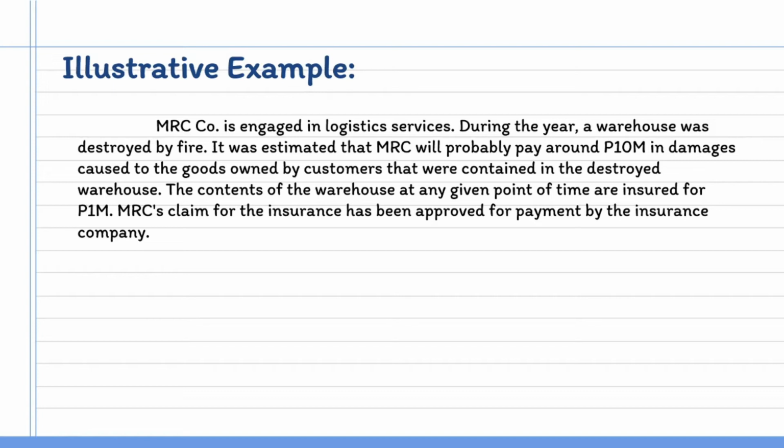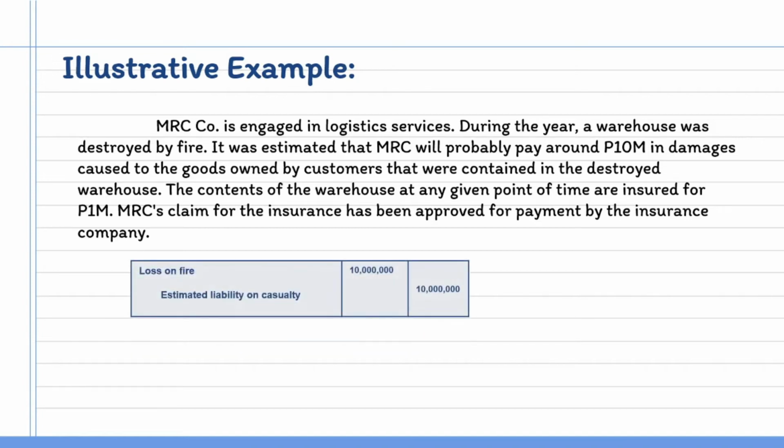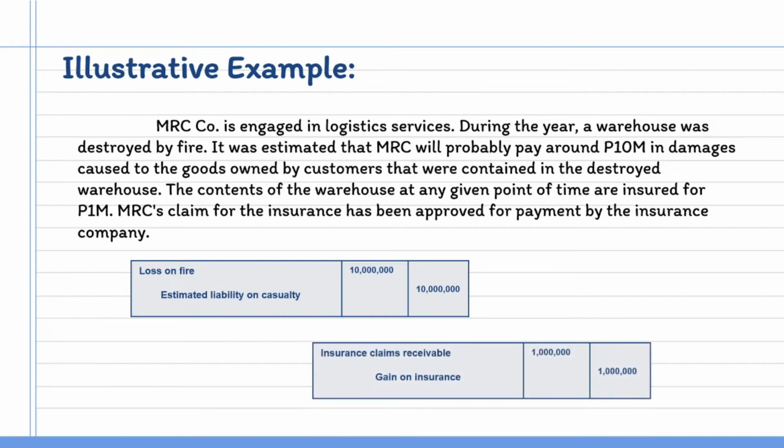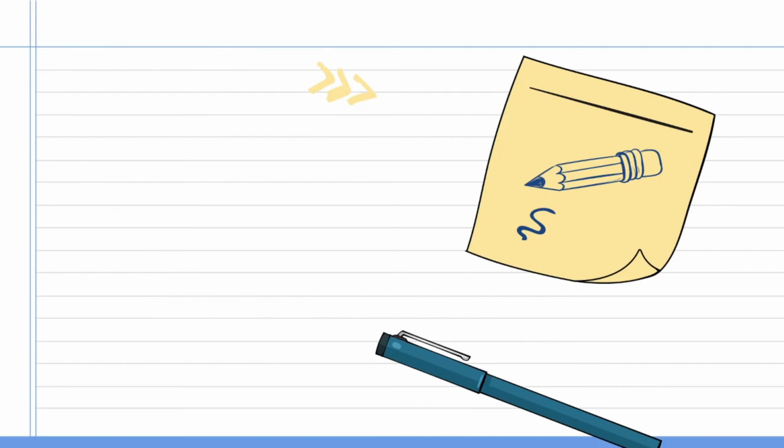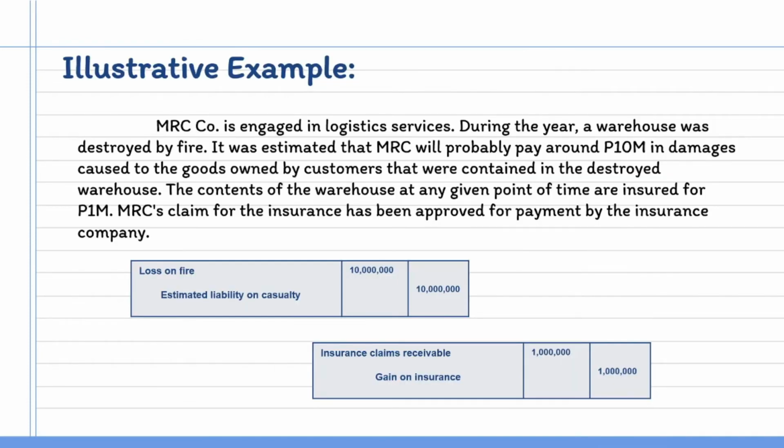The contents of the warehouse at any given point of time are insured for 1 million. MRC's claim for the insurance has been approved for payment by the insurance company. Record the loss: debit loss on fire, credit estimated liability on casualty, 10 million, which is given sa problem. Then kung mapapansin nyo, yung claim for reimbursement nire-record as separate asset because it is virtually certain. Debit to insurance claim receivable, 1 million, and credit to gain on insurance, 1 million.